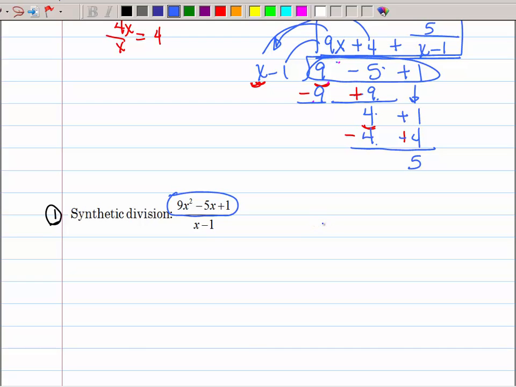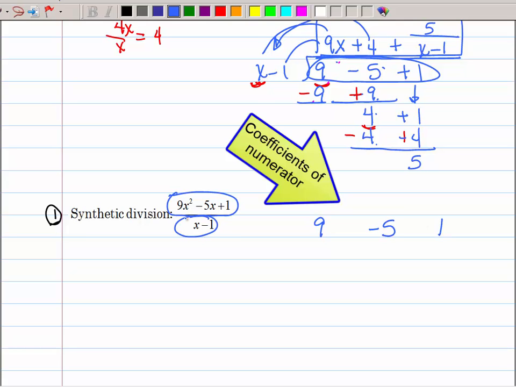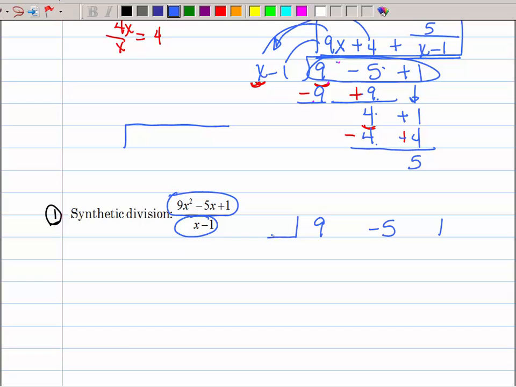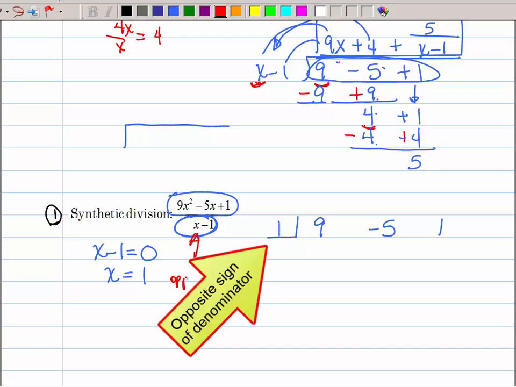So I'm going to write 9, negative 5, positive 1. Then I need to take care of how I'm dividing. So instead of a long division symbol like this, I'm going to turn it upside down and make it shorter. What number am I going to put there? Well, you're going to put the opposite of what's in here, or in other words, set that equal to 0 and solve for x, and that's the number in there. But I still like to think about it as the opposite sign of that number. So now we have our setup.